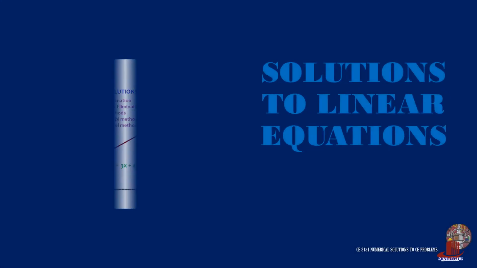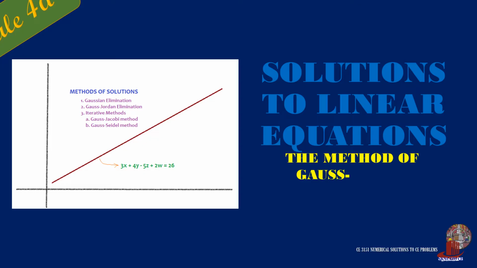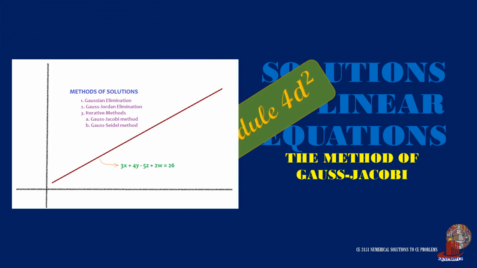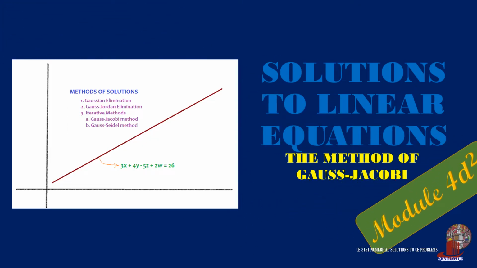The first iterative method in determining solutions to systems of linear equations is Gauss-Jacobi. Check out the process here in Numerical Solutions to CE Problems.